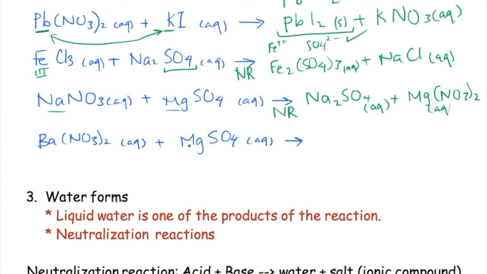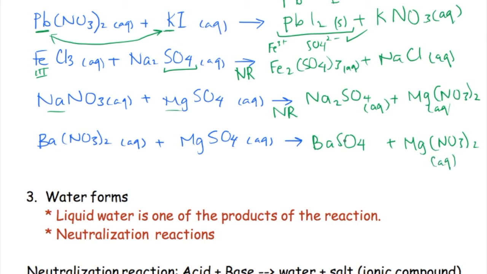Barium nitrate plus magnesium sulfate. So we're going to exchange them. Barium, which is 2 plus, is going to go with sulfate. So barium sulfate. Since they're both 2, we don't get to write anything. And magnesium is going to go with nitrate. Magnesium is 2, nitrate is 1. And I'm going to put a 2 here. Oh, magnesium nitrate, we discovered earlier, is soluble, so aqueous, we work in half.